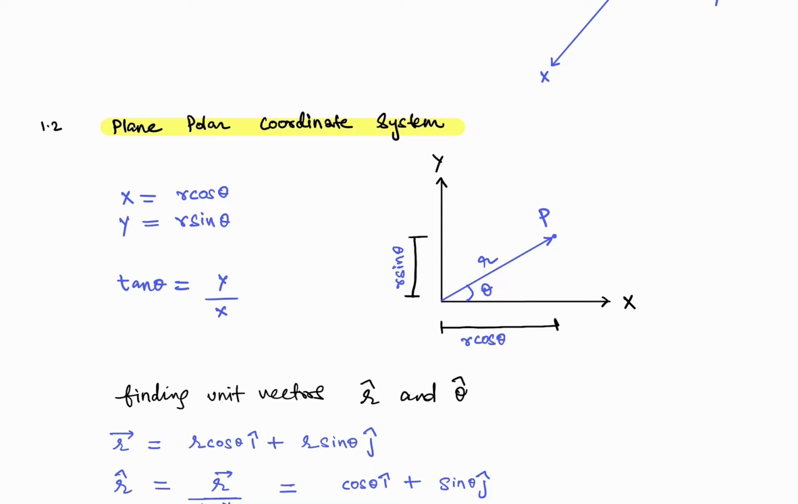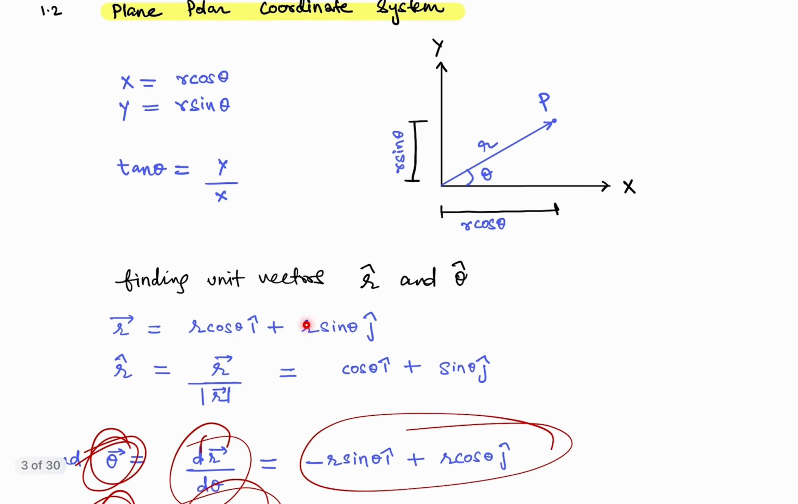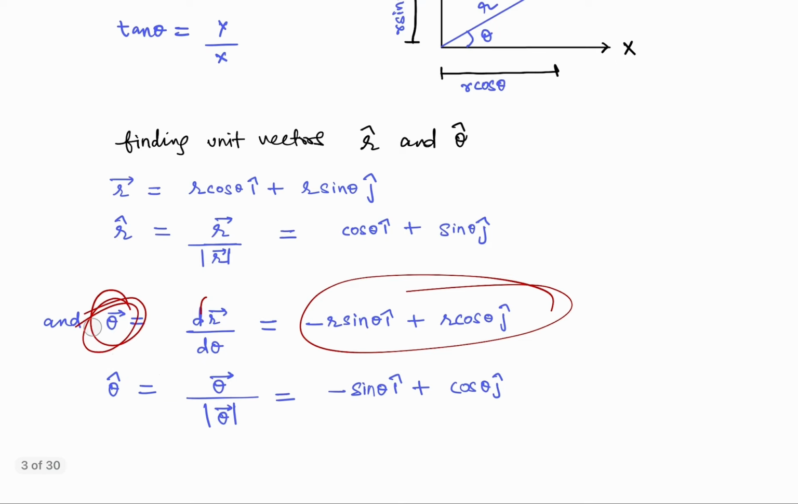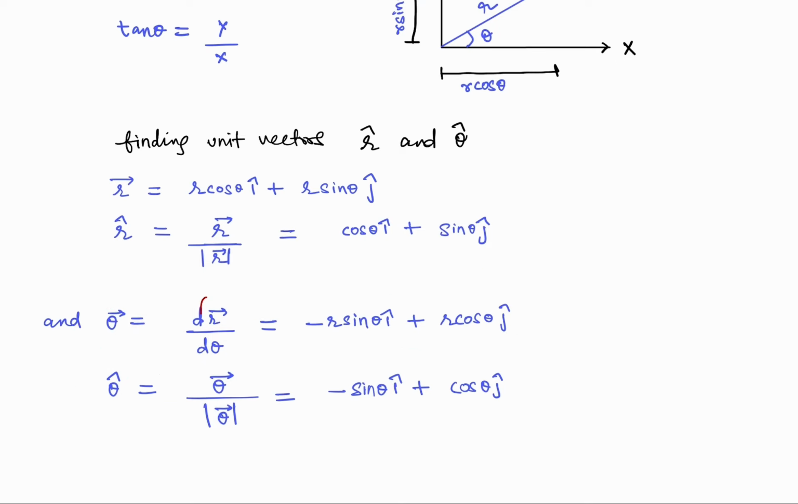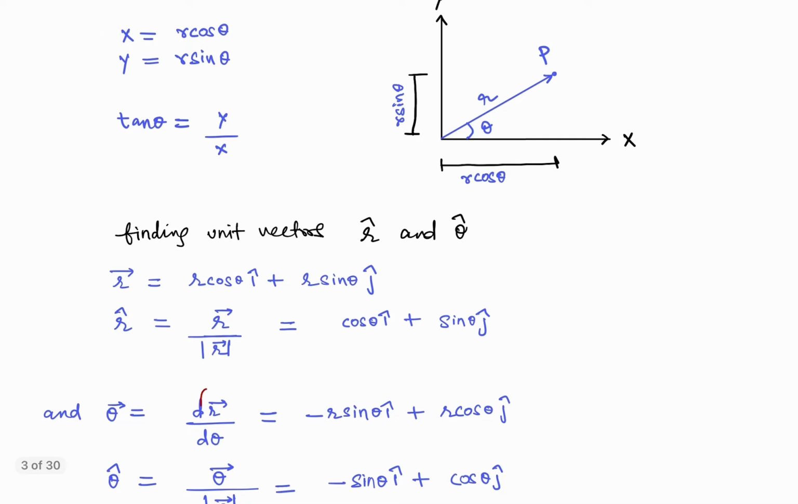We know it right from class 11th, but now we are going to find the unit vectors, unit vectors r cap and theta cap. So to find unit vector r cap, we are simply required to find the vector r. So vector r is nothing but x i cap plus y j cap. So that is r cos theta i cap plus r sin theta j cap. And when you divide the vector by its magnitude, you actually get the unit vector. So we have got cos theta i cap plus sin theta j cap.